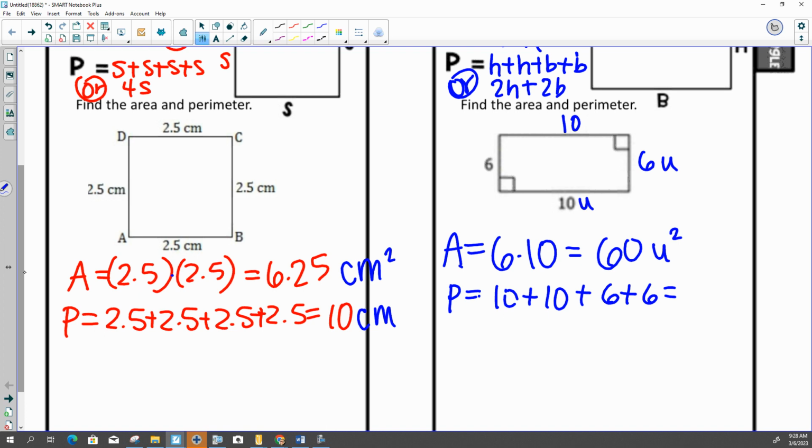Cooper, what did you get on that one? And again, I don't like when they don't put units, so we'll just put U. It's one dimension. It's around the edge. Think of fencing. What else do you guys do with perimeter? All right, any questions on square and rectangle? Those are the two basic ones.